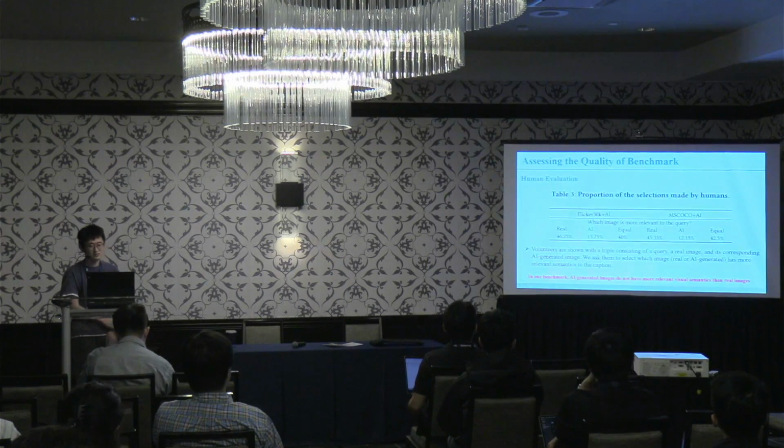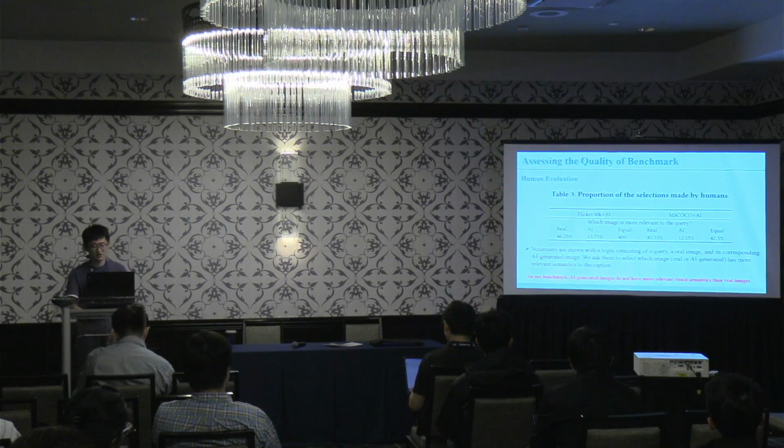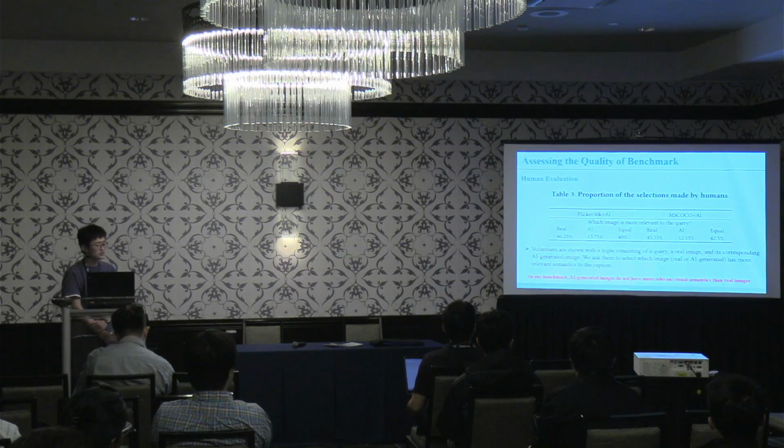Besides, we also conduct a human evaluation. Specifically, we invite 5 human annotators with master's degrees to participate in this human evaluation. The human annotators are shown a triplet consisting of a query, a real image, and the corresponding AI-generated image. We then ask them to select which image, real or AI-generated, has more relevant semantics to the caption. The human evaluation shows that in our benchmark, AI-generated images do not have more relevant visual semantics than real images.